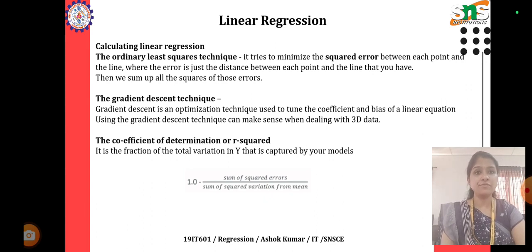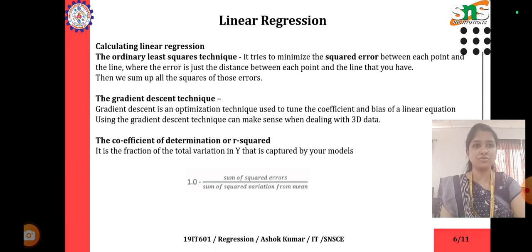The coefficient of determination or R squared. It is the fraction of the total variation in y that is captured by your model: 1.0 minus the sum of squared errors divided by the sum of squared variation from the mean.